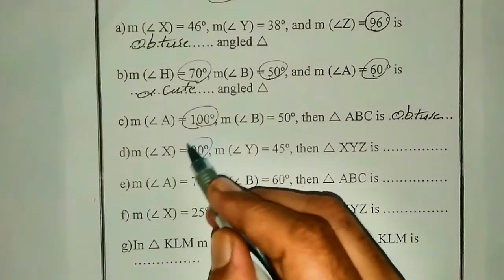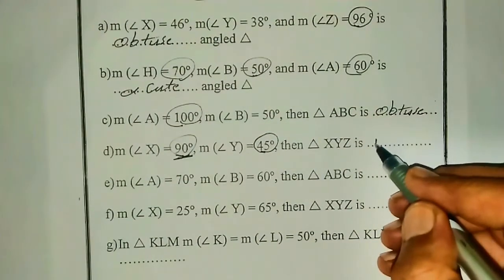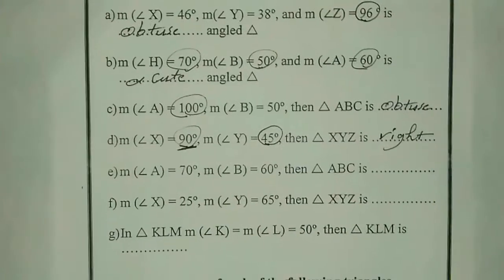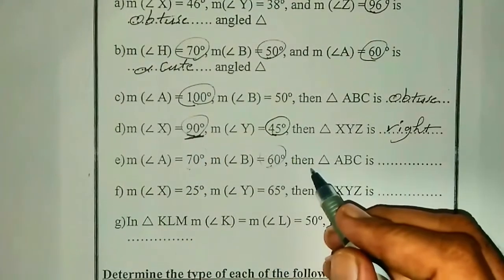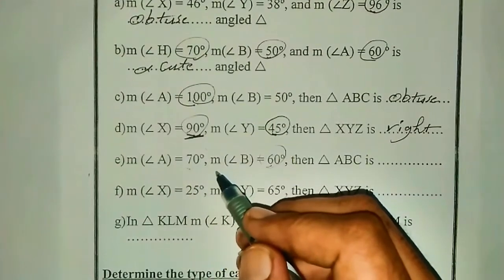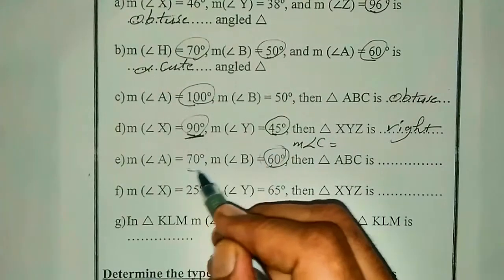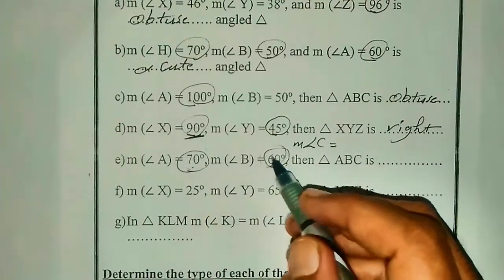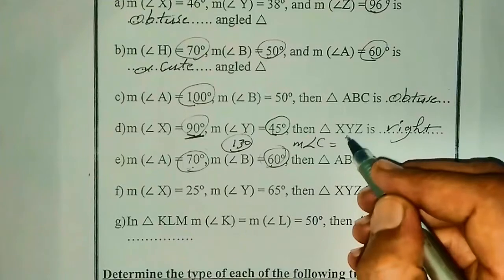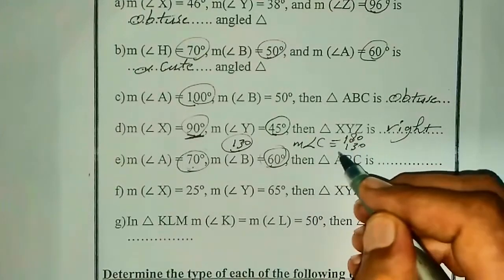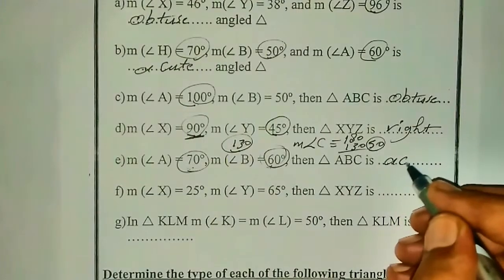Measure of angle X equals 90 and Y 45, 90. This means the triangle is right. Number E, measure of angle A equals 70, measure B 60 degrees. Then we have to know the third angle, which is angle C. Angle C equals 180 minus the sum of 70 and 60. 60 plus 70 is 130, and the difference between 180 and 130 equals 50. So we have 50, 60, 70. This triangle is called acute.